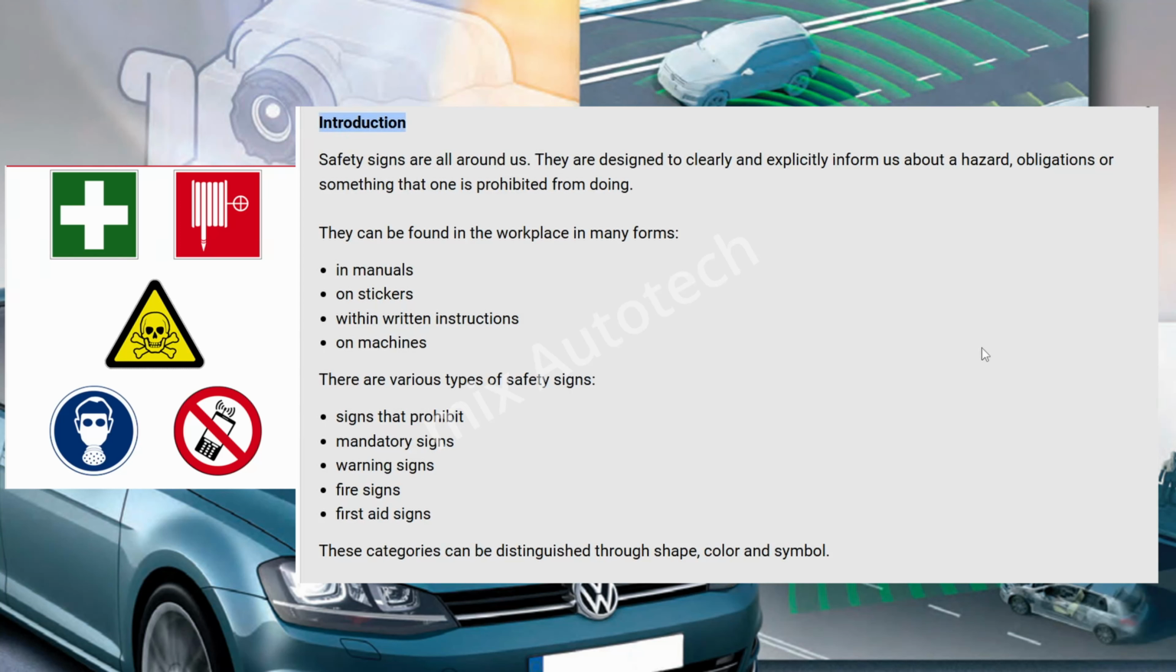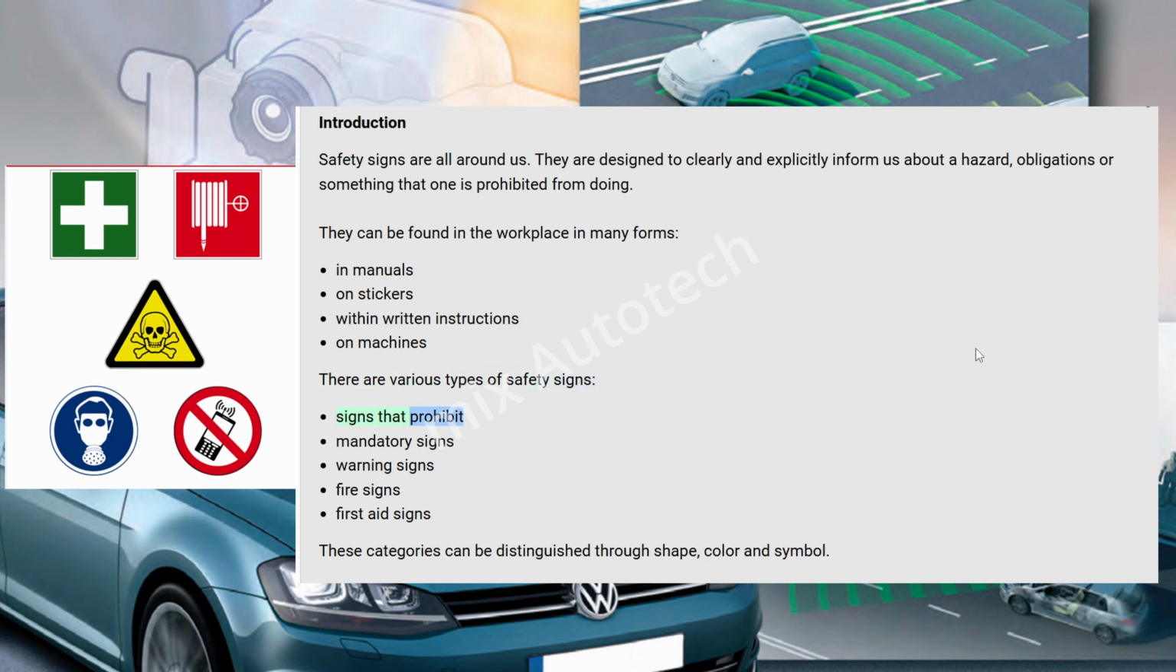Introduction. Safety signs are all around us. They are designed to clearly and explicitly inform us about a hazard, obligations, or something that one is prohibited from doing. They can be found in the workplace in many forms. In manuals. On stickers. Within written instructions. On machines.